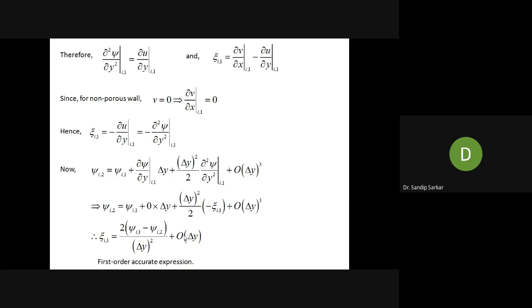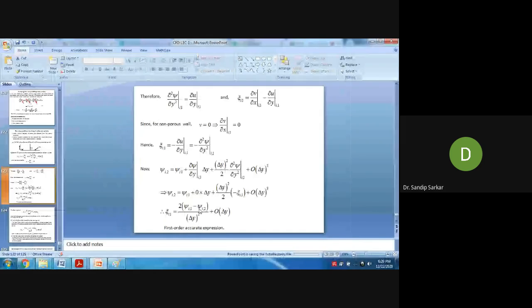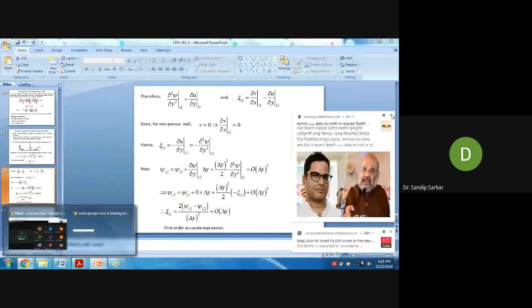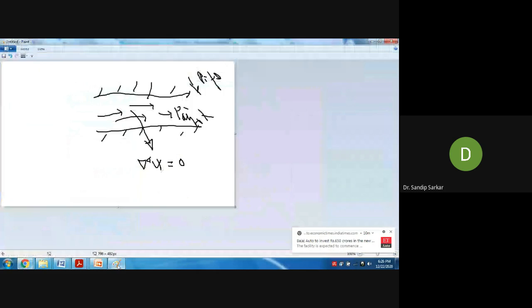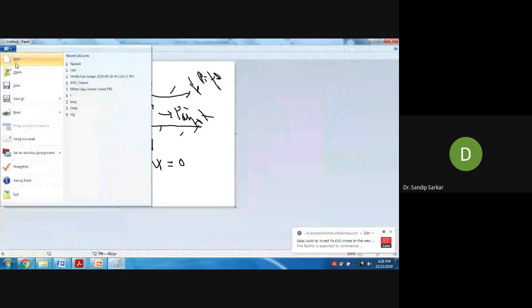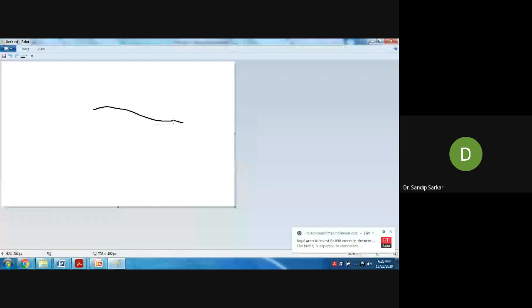Any difficulties in understanding? This is okay. For a non-porous wall, the x component should also be 0 because the flow is no slip there. For a non-porous wall, there will be this type of flow.